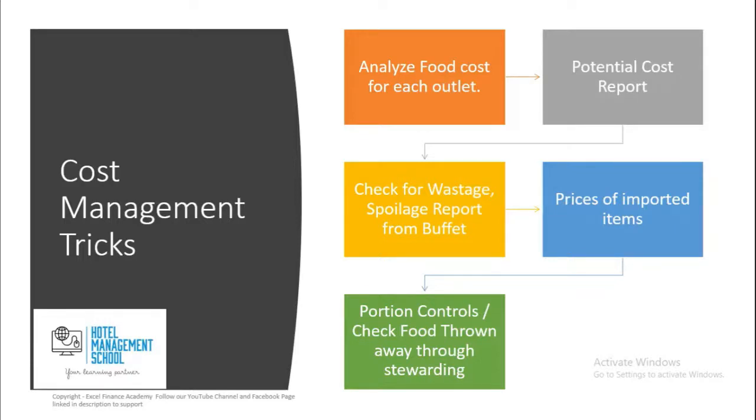So you need to make the chef responsible for the cost of the food he is preparing. Normally we tie up their compensation with the cost percentage. So we say, okay, if you are going over 20%, you don't get the bonus. If you get less than 20%, you will get the bonus. So the chef is actually maintaining the food cost by himself.